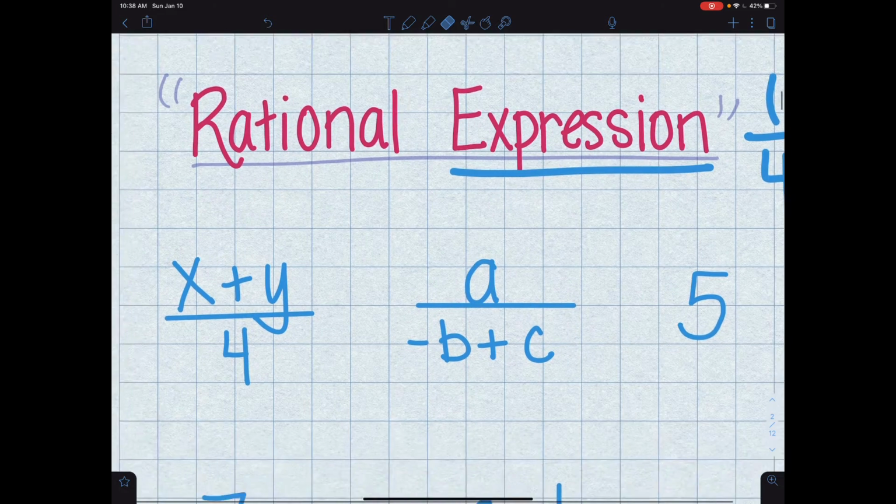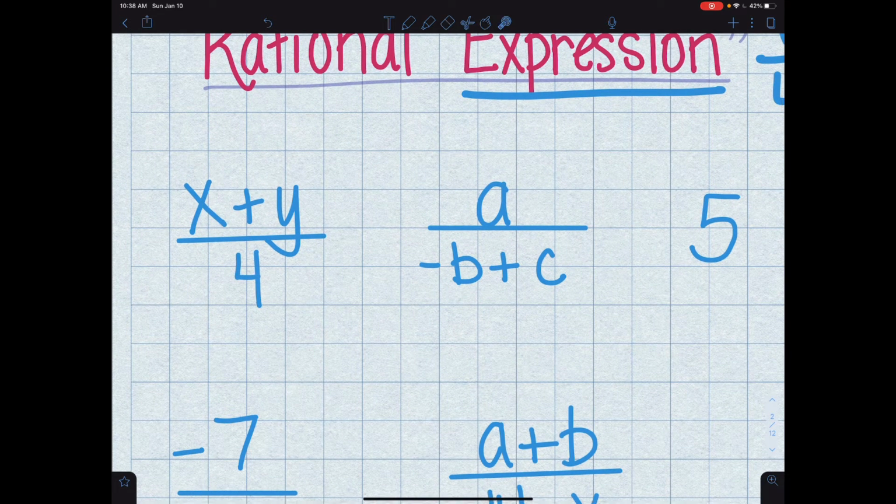So let's go over some examples. This is a rational expression right here, x plus y over 4. It has variables. It's written as a ratio. That's fine. It's a rational expression. It includes rational numbers and variables, okay? What about this one? It's basically the same thing. There's a negative sign, but that's fine. We learned that rational numbers can be negative, so that's totally fine.